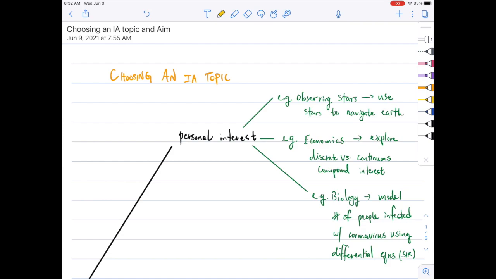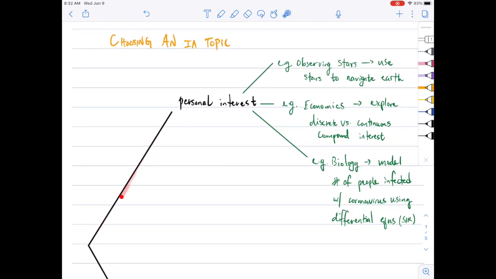And I would say there are two overall ways of approaching it, and I've represented them with this tree diagram. The first way is that you decide on an IA topic based on some personal interest. I've had students who've done this successfully in the past. I think it's a good approach. There are some advantages and disadvantages to this, but I'll talk about those later.